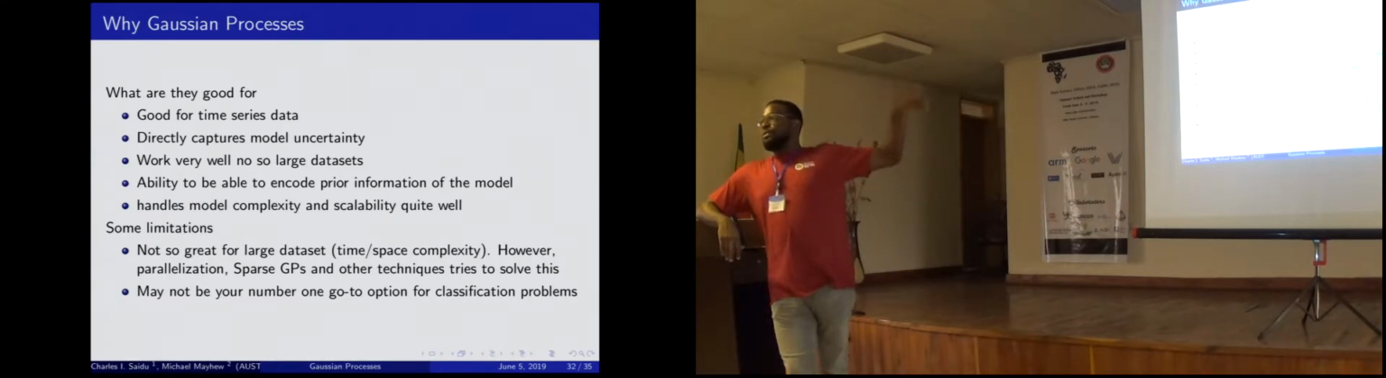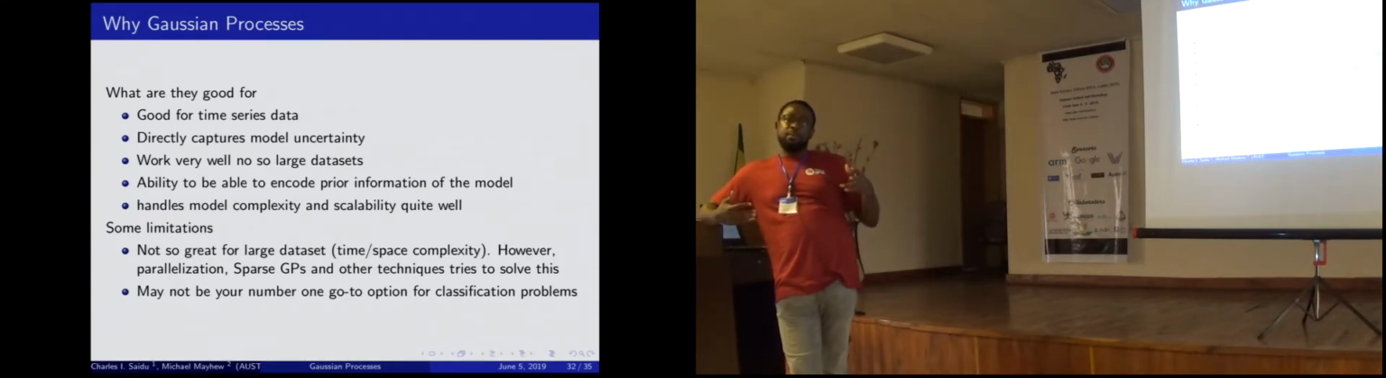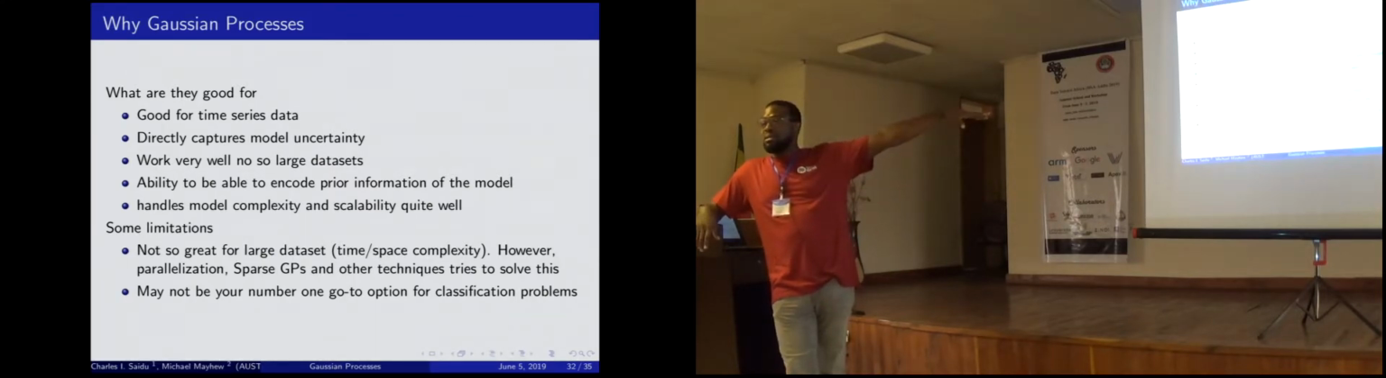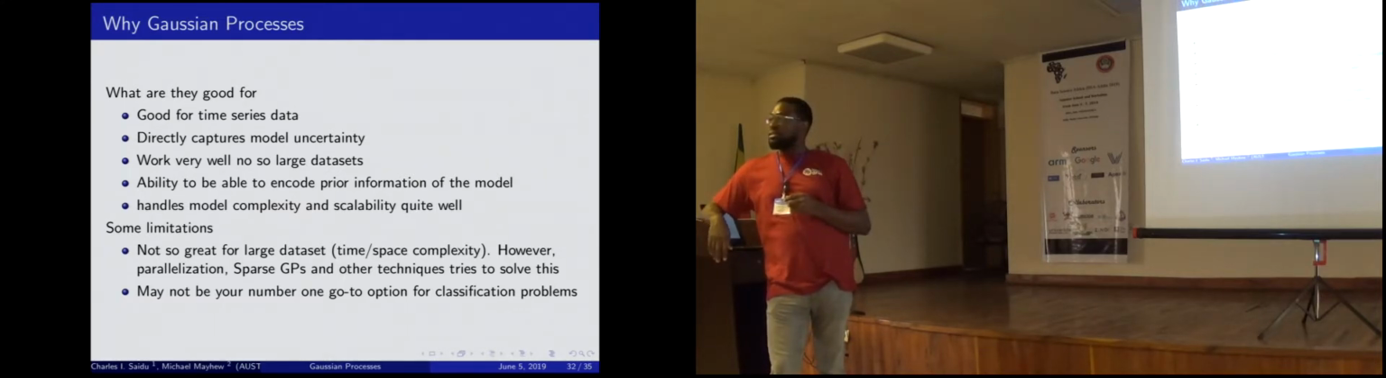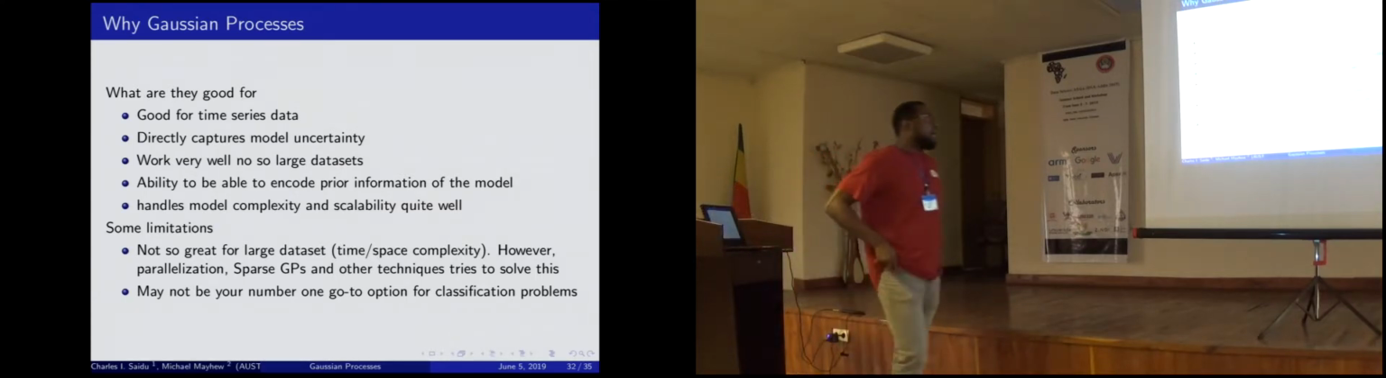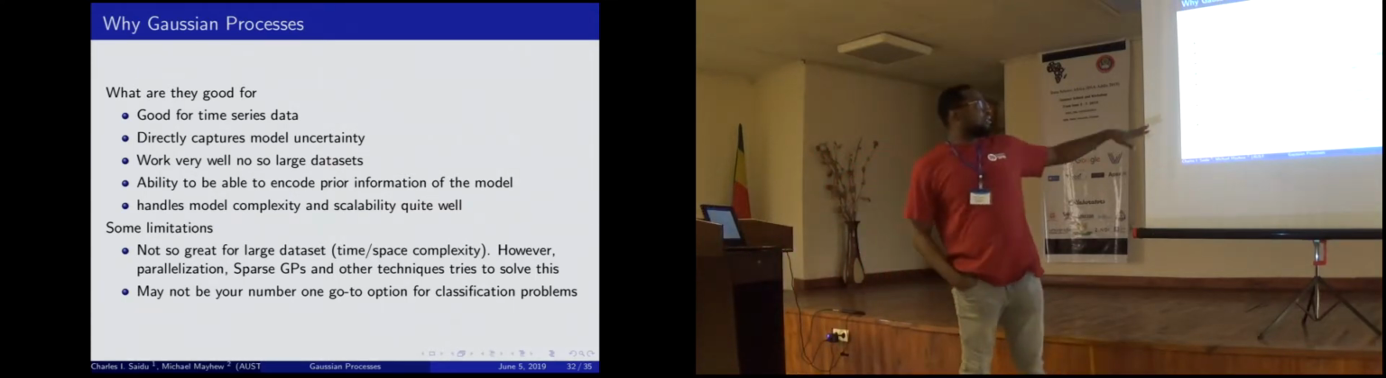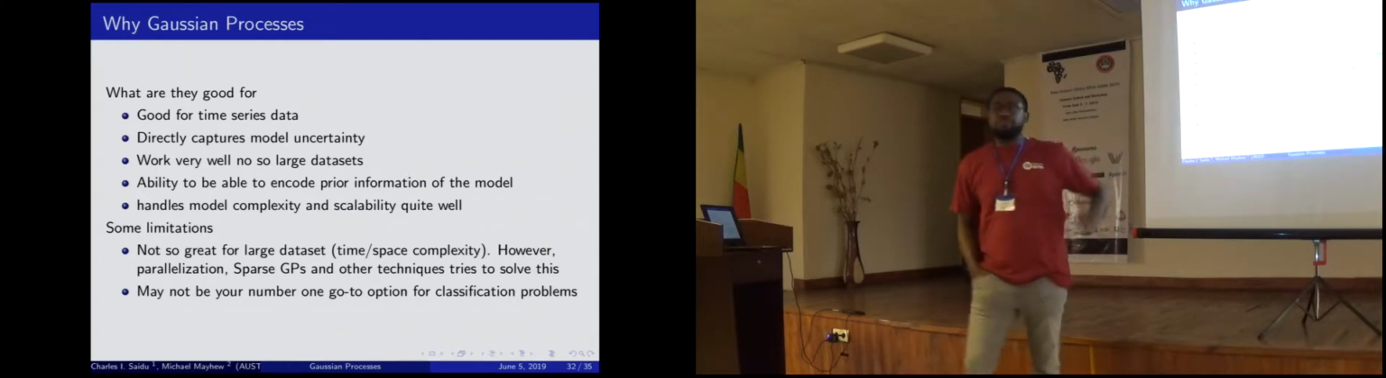For example, if it's very large and inverting those large matrices is so complex, you can actually parallelize the process. Or you can represent those large matrices with a smaller one, sparse GPs, that's what they're called, and still do some approximations of those large matrices to work. And they may not be your go-to option for classification.